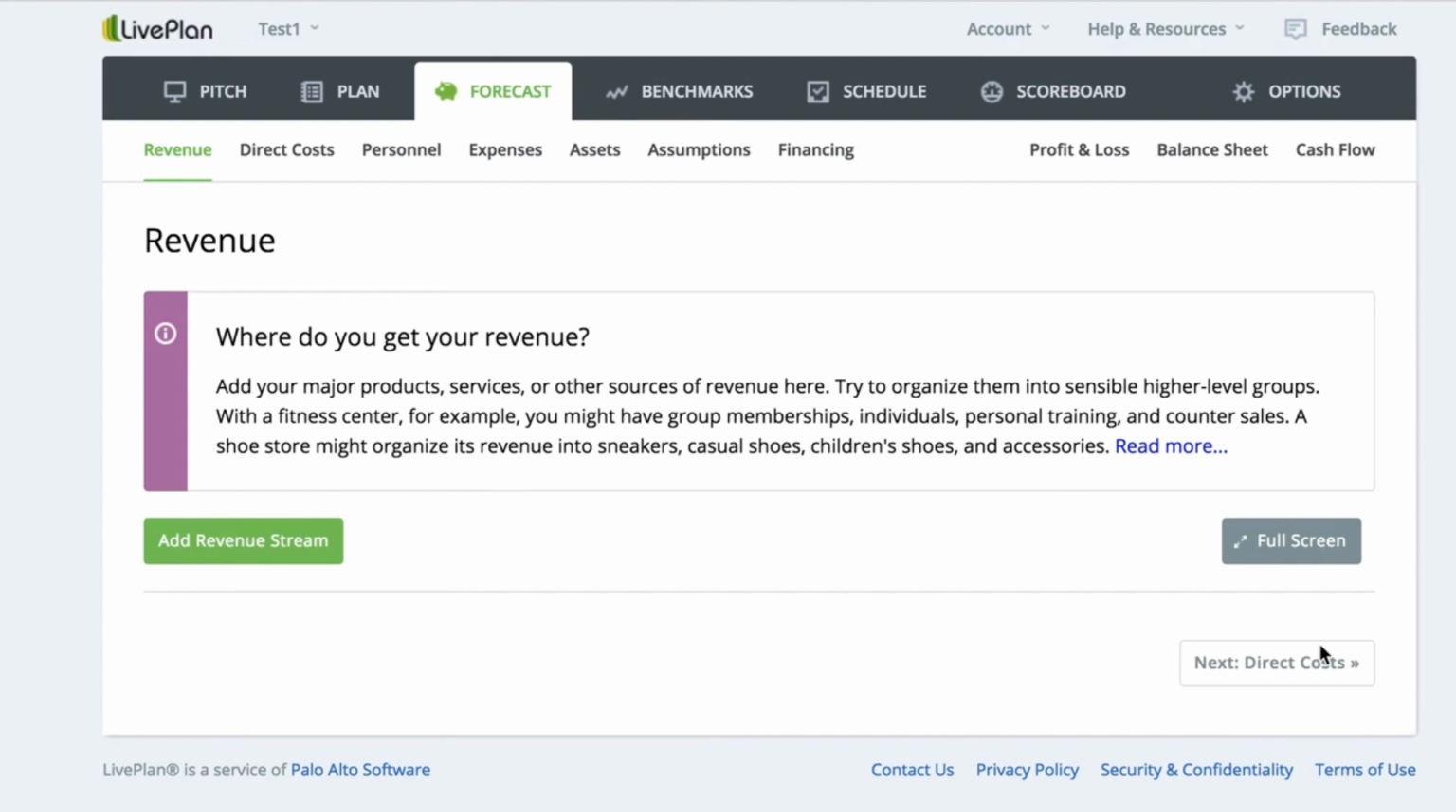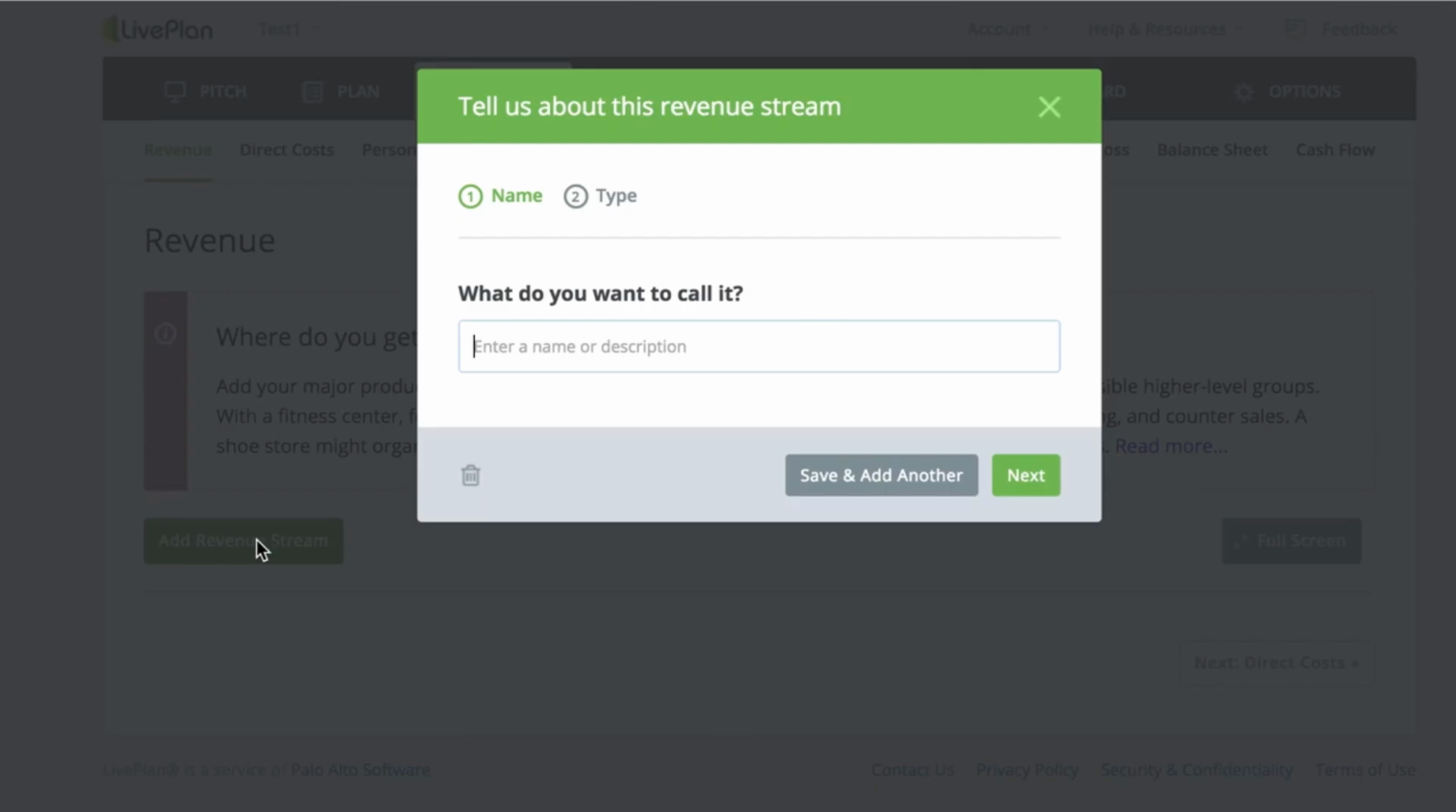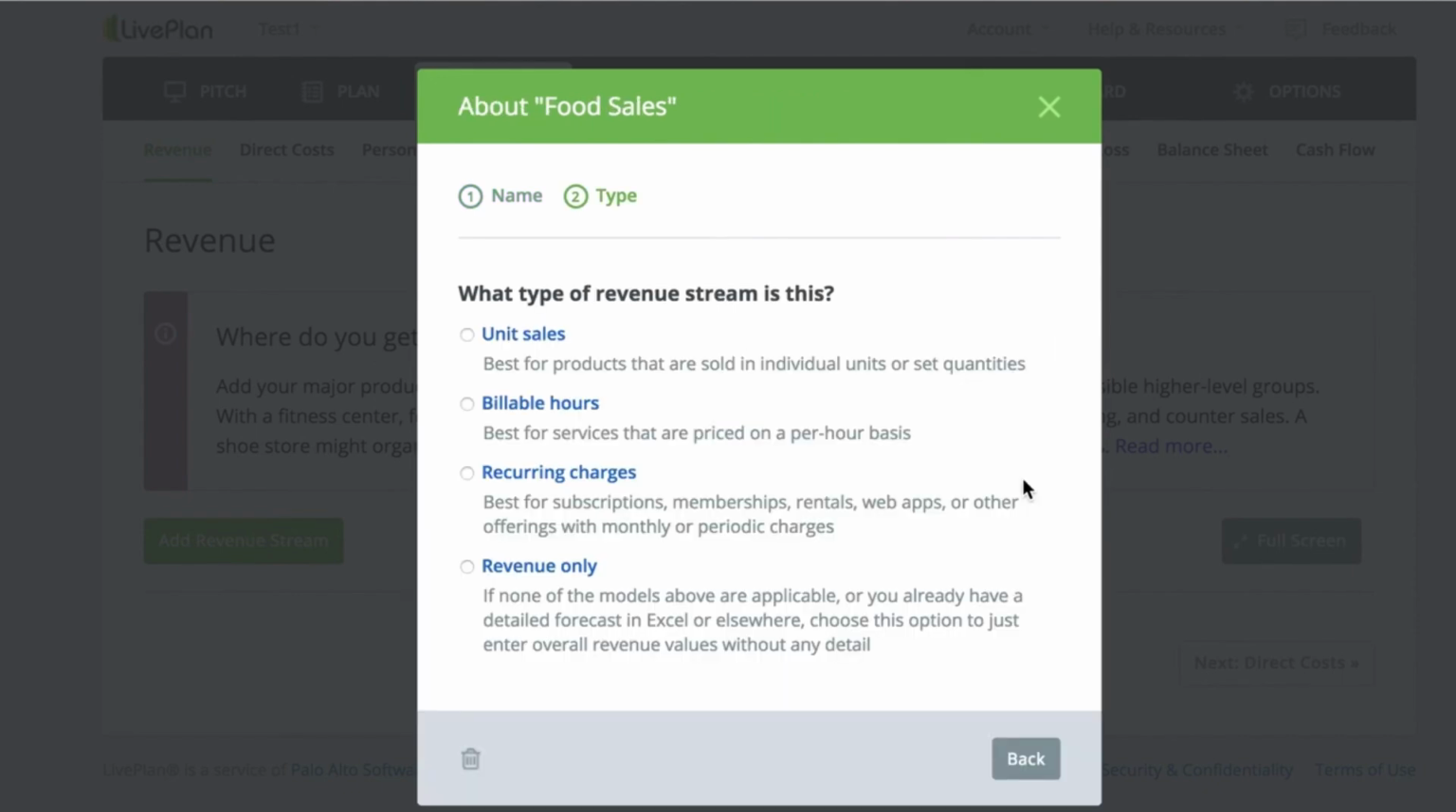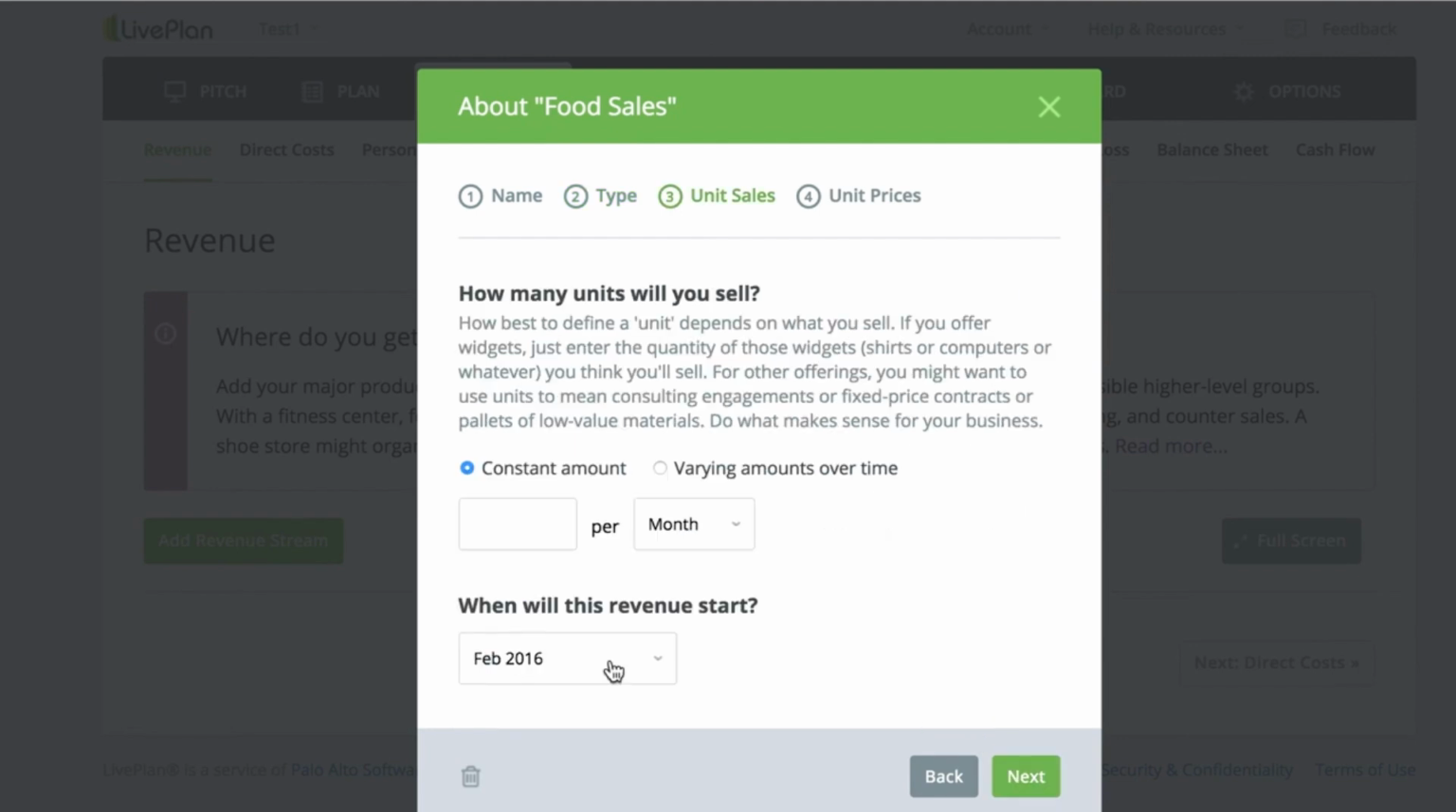So let's see how I would add that for a restaurant. I click on add a revenue stream, and it says tell us about this revenue stream. So I'm going to call this food sales. Now I get to choose a couple of things here. I could just predict the dollar figures on revenue only. I really encourage you to think about units. If you're a hair salon, you would have a line called haircuts. You might have another line called coloring or spa services. Most businesses have 2 or 3 key items. So this time I'm going to say it's a constant unit sales.